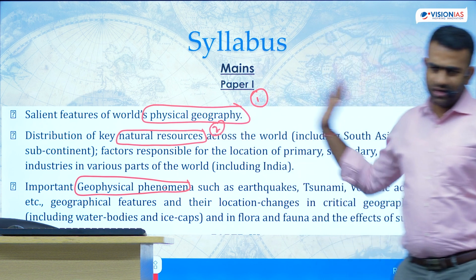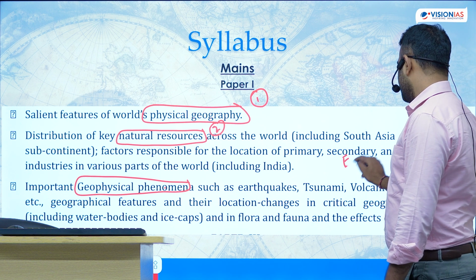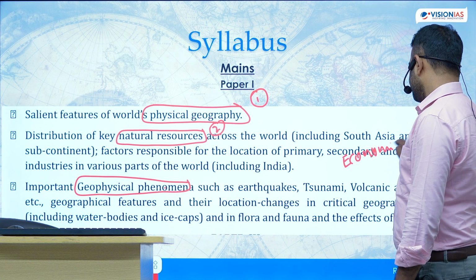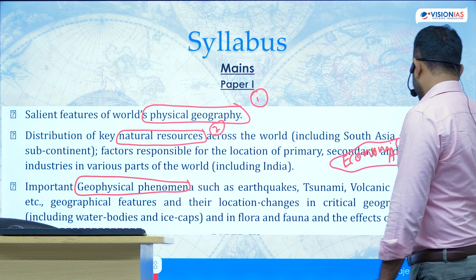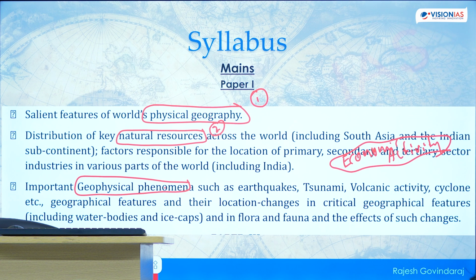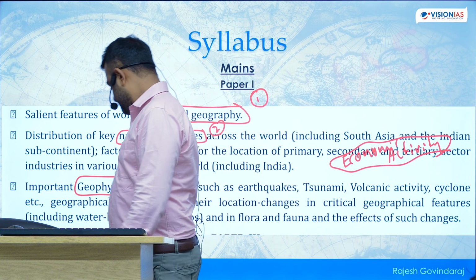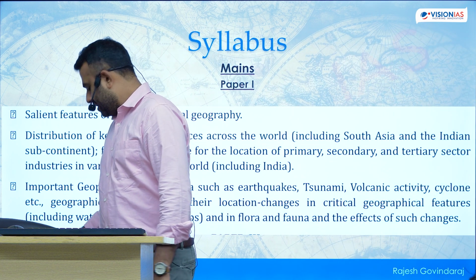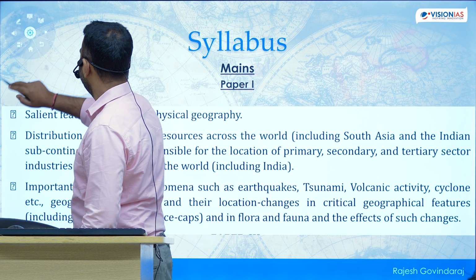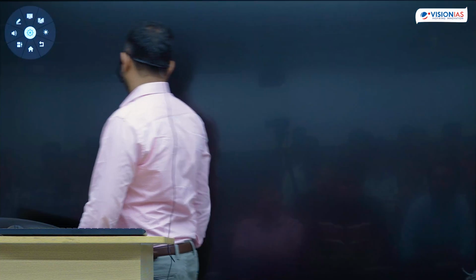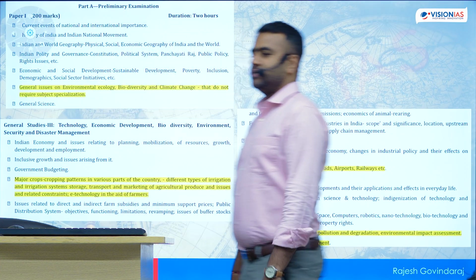Usually there are 1 or 2 questions on natural resources separately. Third one is, let's call it economic activity. There are 3 parts to geography in mains: physical geography, natural resources, economic activities. Other than this, there are a few other areas in the syllabus where geography is actually mentioned.